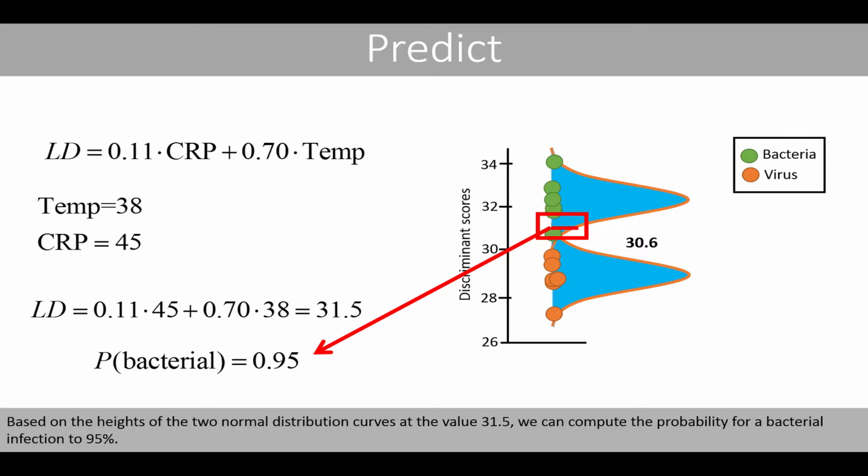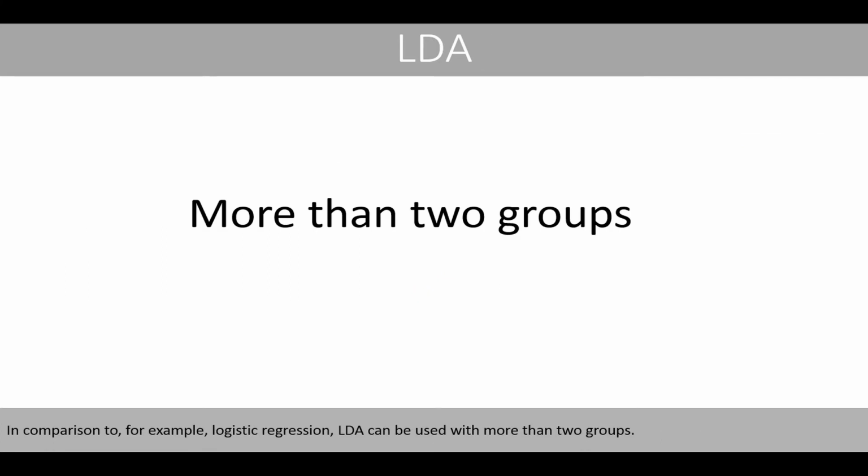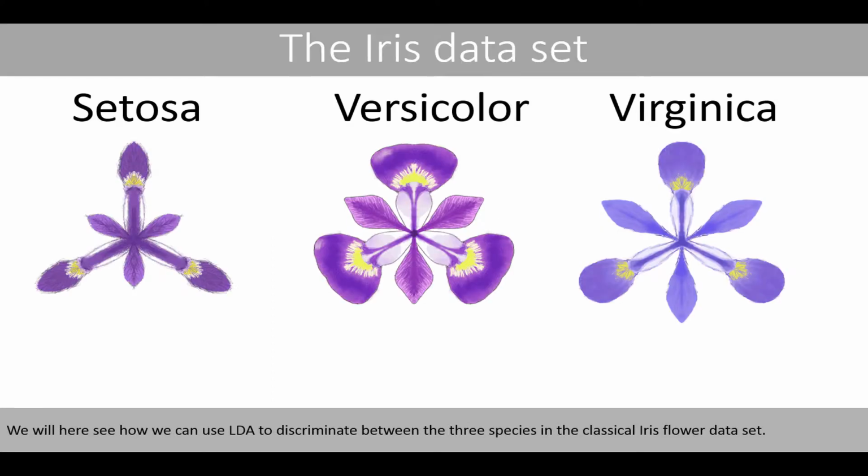Based on the heights of the two normal distribution curves at the value 30.5, we can compute the probability for a bacterial infection to 95%. In comparison to, for example, logistic regression, LDA can be used with more than two groups. We'll here see how we can use LDA to discriminate between three species in the classical iris flower dataset.